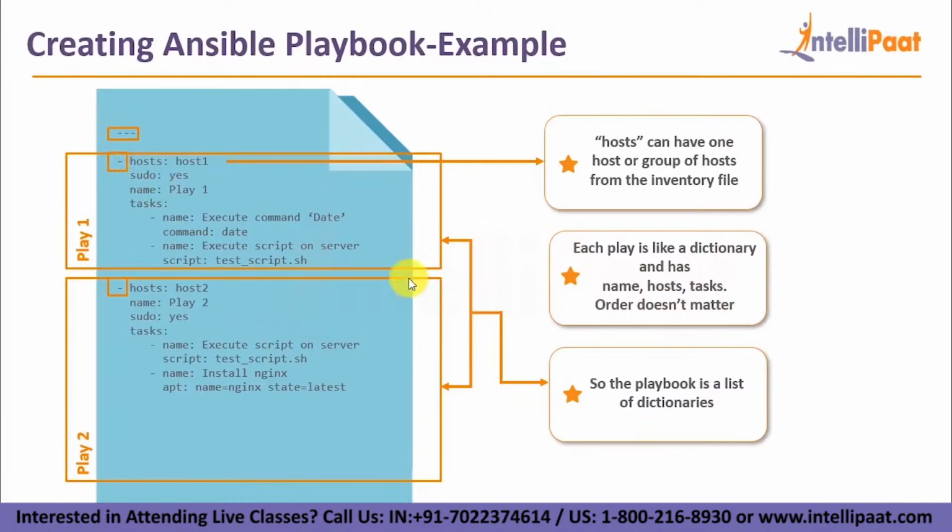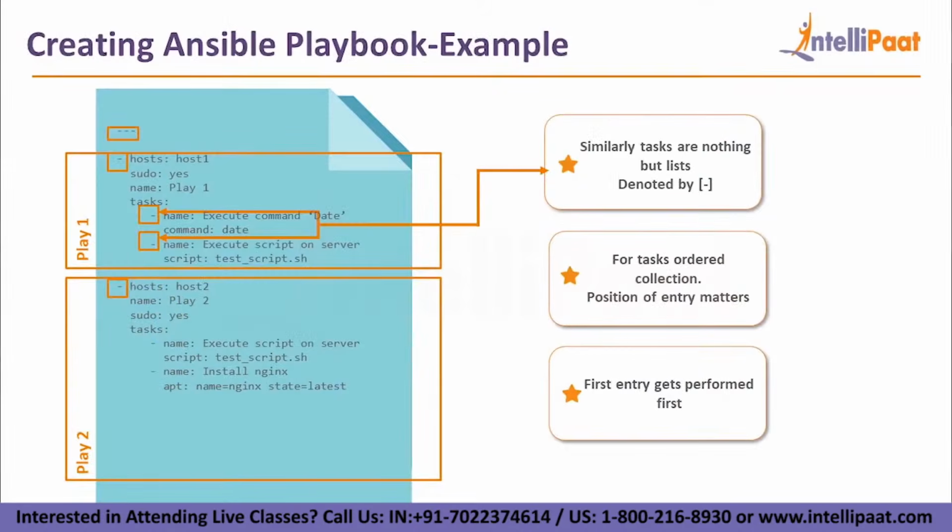So if this is one dictionary where you have hosts, name, and tasks, and this is some other dictionary where you have a separate version of hosts, name, and tasks, when you combine them together inside a playbook, it becomes a list of dictionaries. Okay. So again, tasks are nothing but commands, or things that we want to do on the remote server from the Ansible master. Those are termed as tasks.